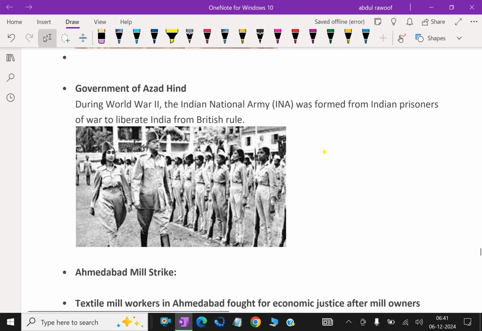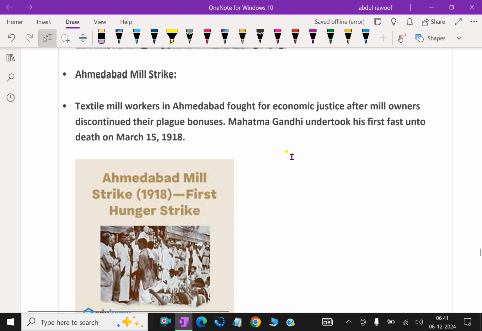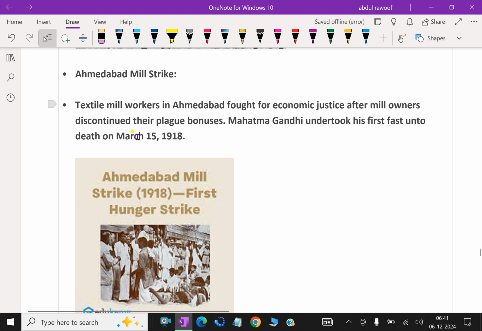Government of Azad Hind. During World War II, the Indian National Army, INA, was formed from the Indian prisoners of war to liberate India from British rule. Ahmedabad mill strike. Textile mill workers in Ahmedabad fought for economic justice after mill owners discontinued their plague bonuses. Mahatma Gandhi undertook his first fast unto death on March 15, 1918.